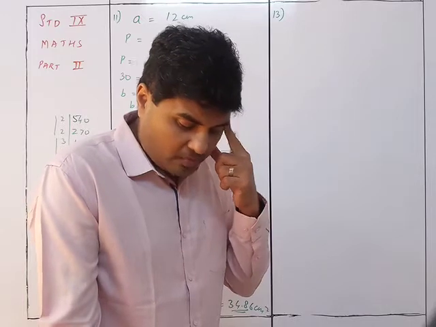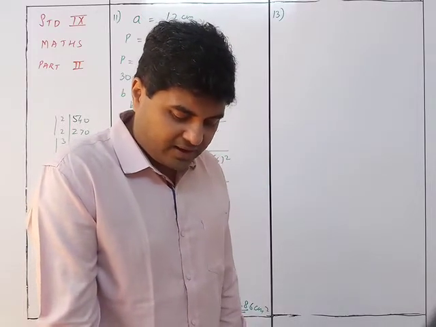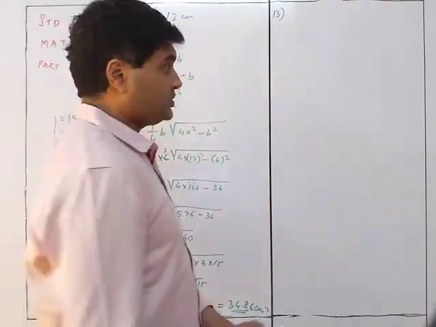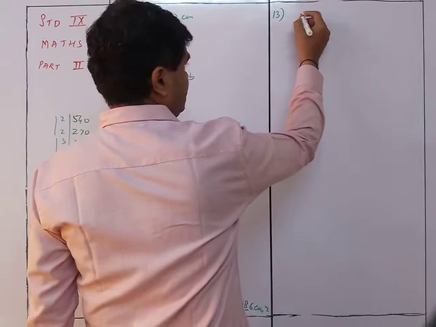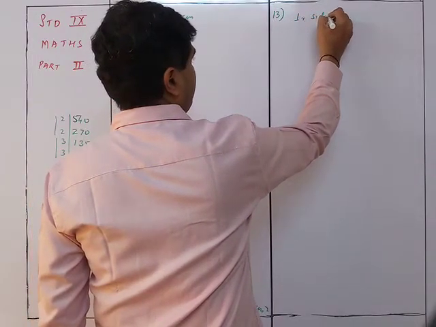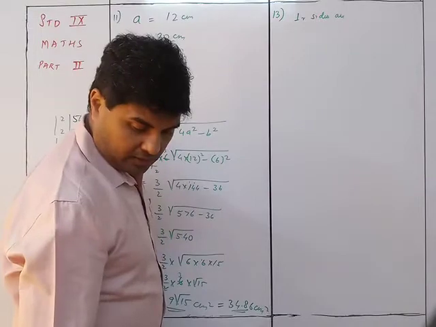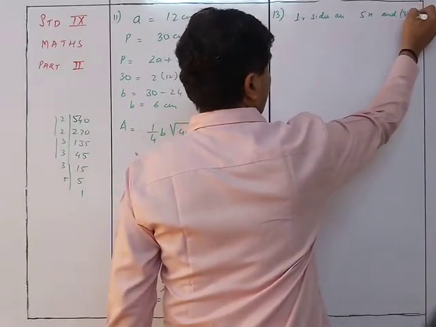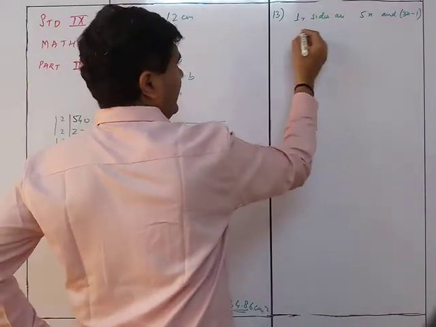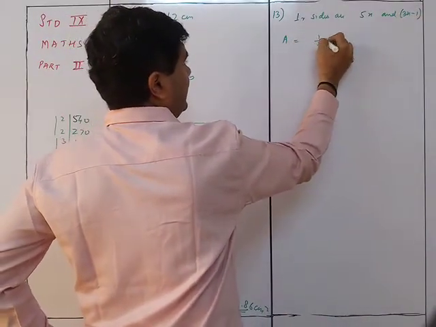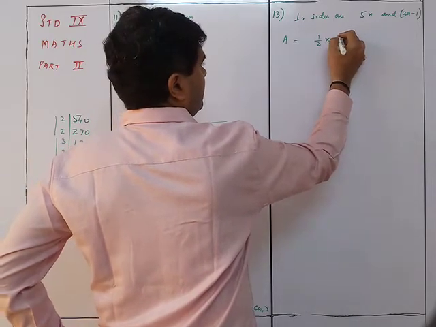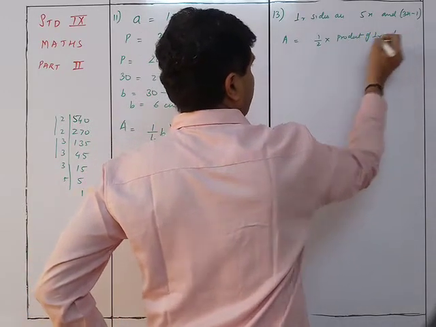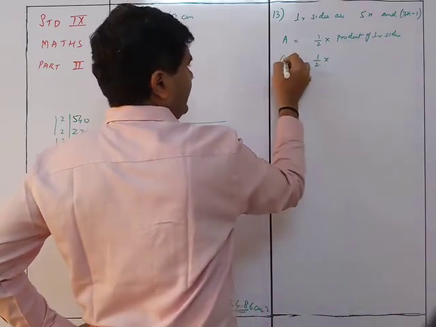Sum number 13. The sides of the right angle triangle containing the right angle are 5x and 3x minus 1. Calculate the length of the hypotenuse if the area is 60. So it is given that the two perpendicular sides are 5x and 3x minus 1. We know that area is equal to half into the product of perpendicular sides, equal to half. This area is given to you as 60.